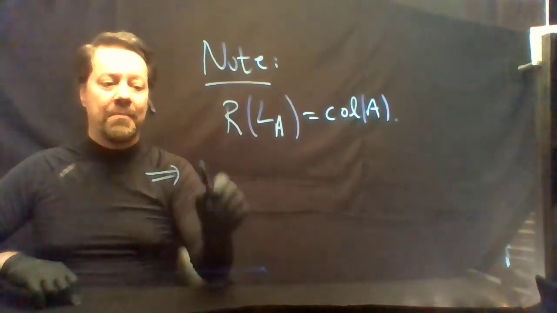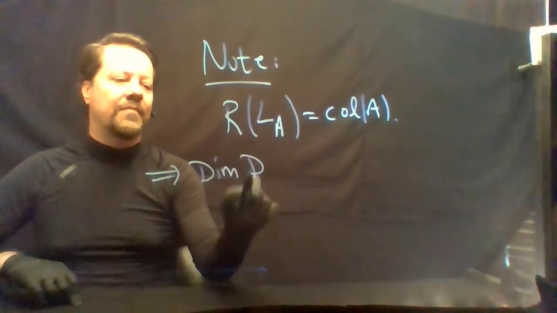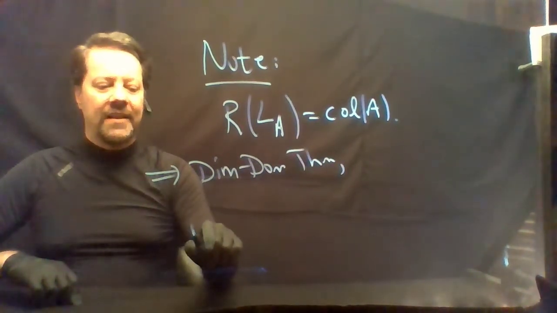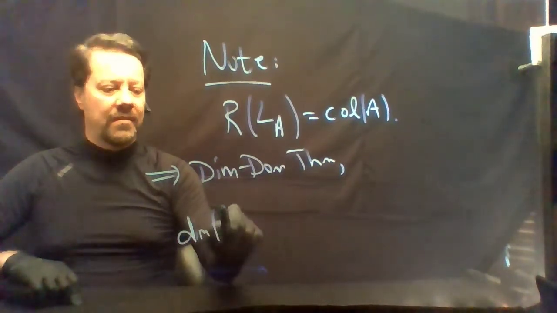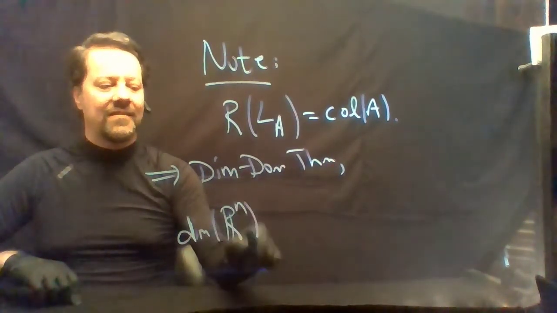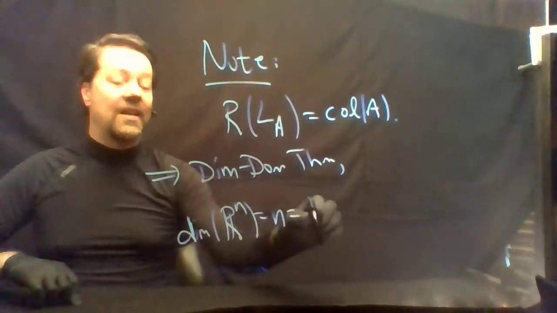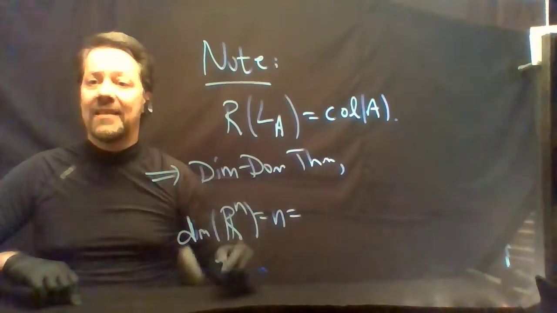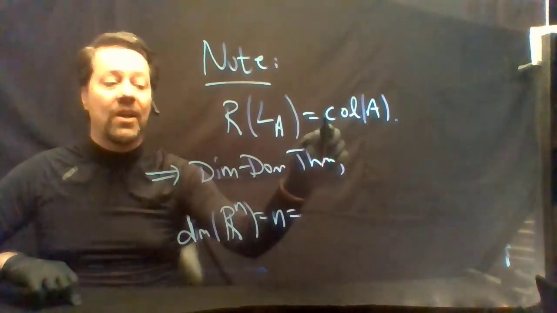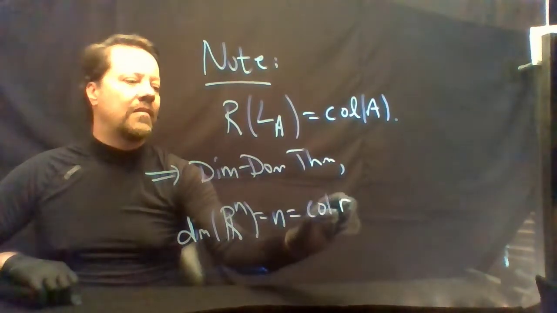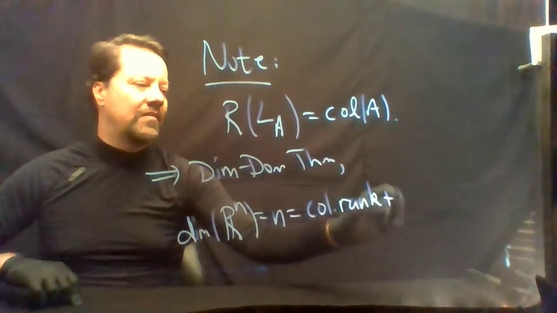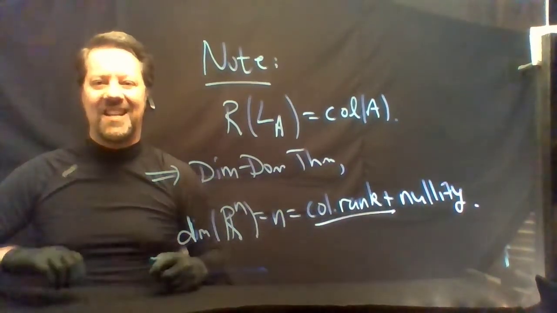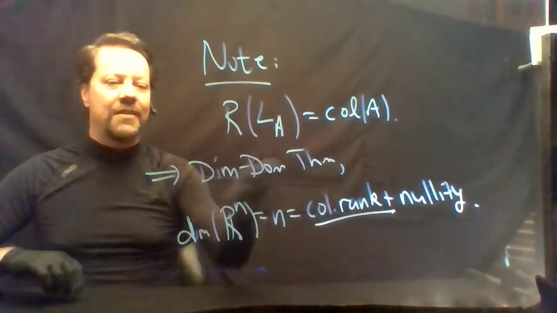That implies, by the Dim-Dom Theorem, that the dimension of the domain is the rank plus nullity. But the rank is the dimension of the range, that's the dimension of the column space, which is the column rank. Column rank plus nullity for some linear transformation defined by a matrix A.